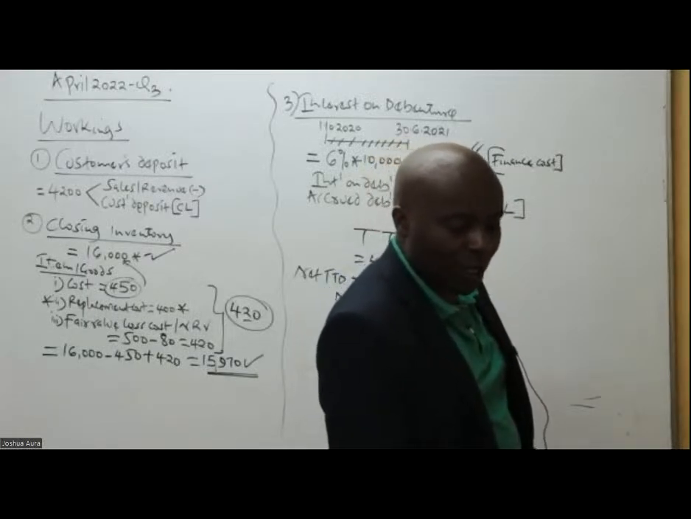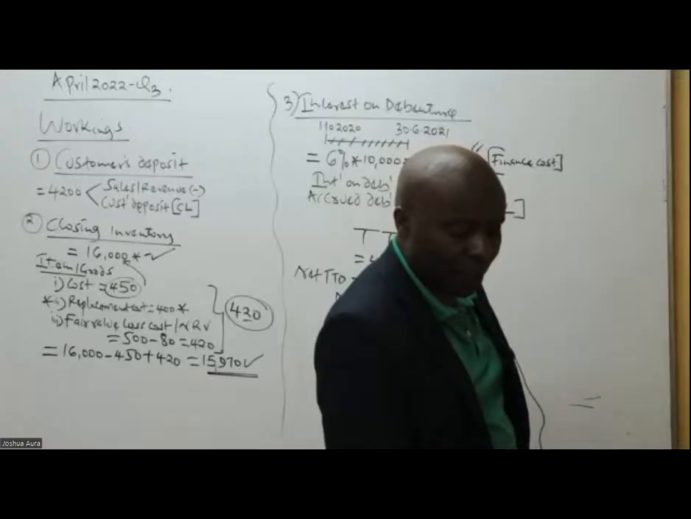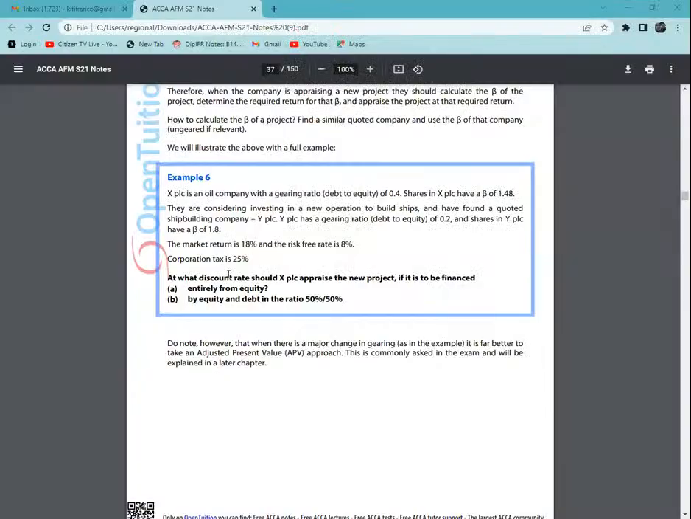Great. So here we are. So we're discussing this very important model called the Hamada's model. So you're told here XPLC is an oil company whose gearing ratio, debt to equity, is 0.4.